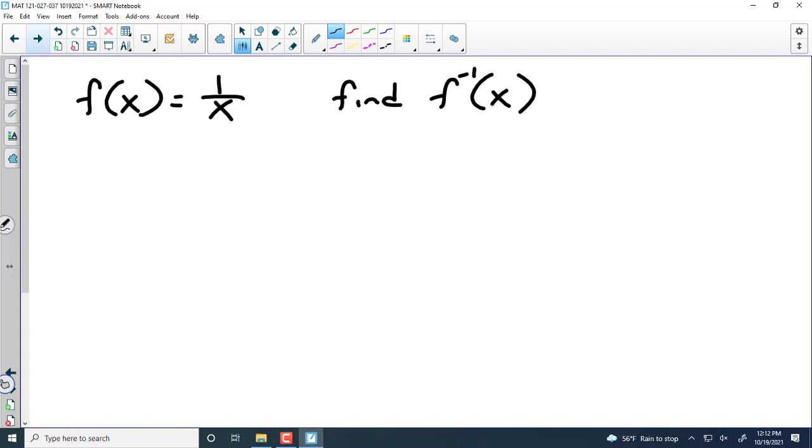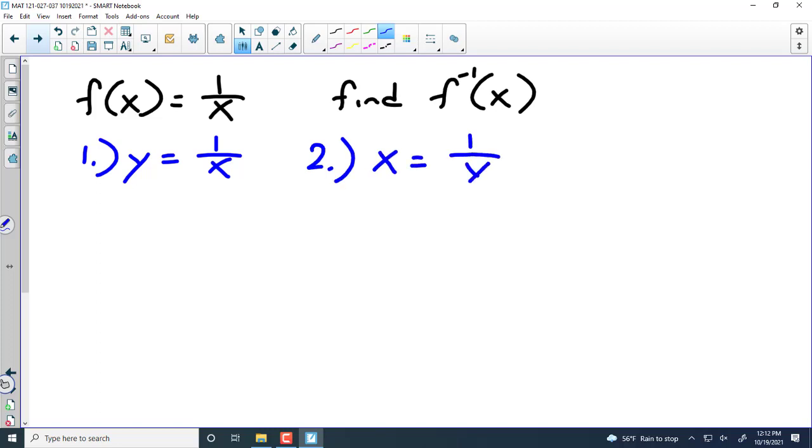f of x equals 1 over x. Find the inverse function. First step, everyone. Change it to a y. What's the second step? Swap x and y. That's actually the most important step you will do. What's the third and hardest step? Isolate y. How do you want to isolate y? What do you want to do?